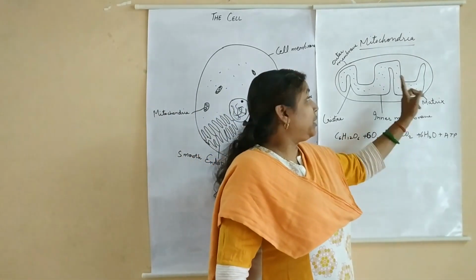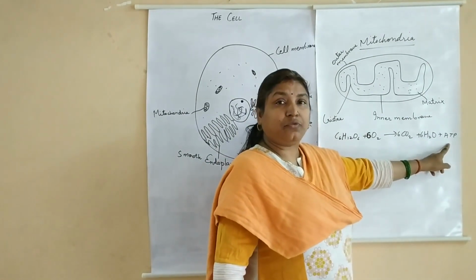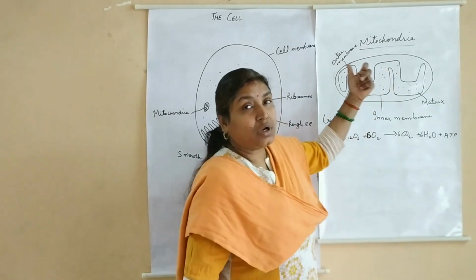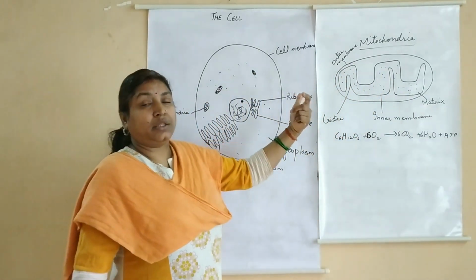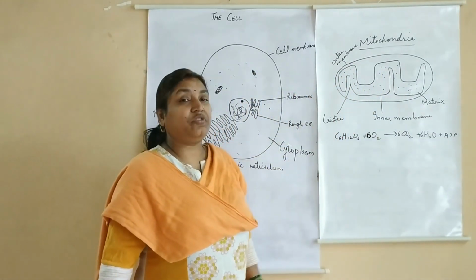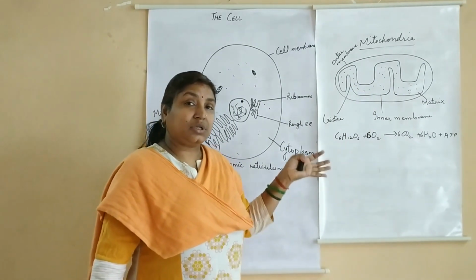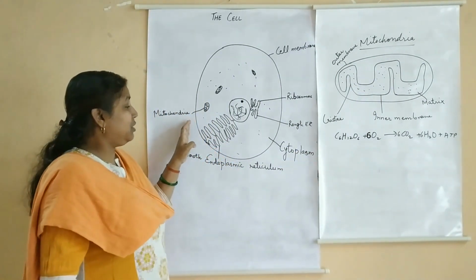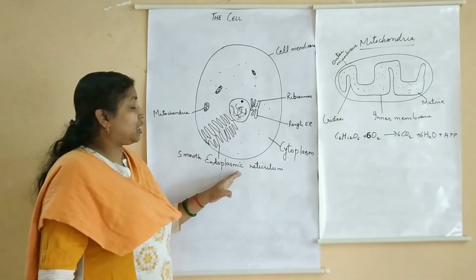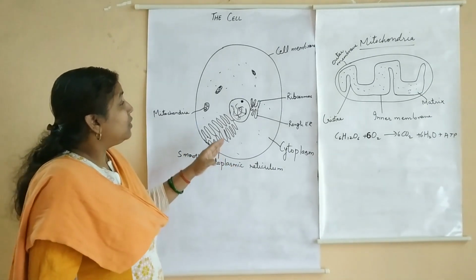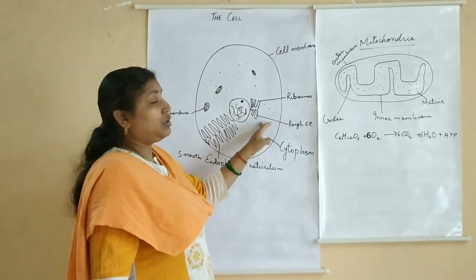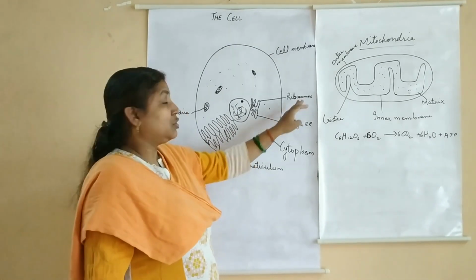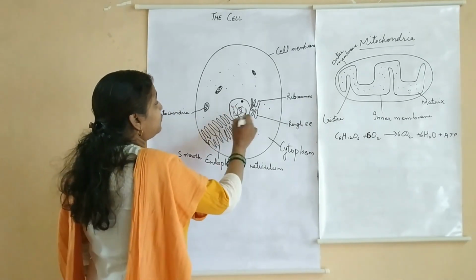Since mitochondria produce energy for carrying out all the activities, it is known as the powerhouse of the cell, and the energy generated is in the form of ATP, that is adenosine triphosphate. So mitochondria, the powerhouse of the cell; endoplasmic reticulum, the transport system of the cell; rough endoplasmic reticulum for the transport of protein synthesized by ribosomes; and nucleus is the brain of the cell.